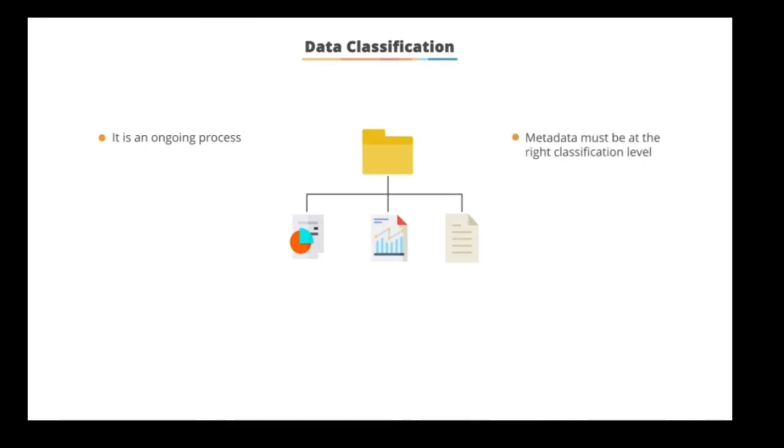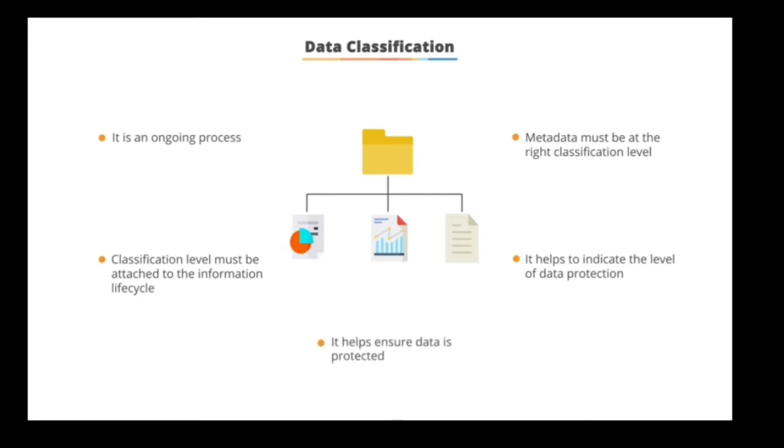The important metadata item that should be attached to all information is the right classification level. The classification level should always be attached throughout the life cycle of the information. This helps indicate the level of protection that is needed for each type of data. And finally, it helps ensure data is protected in the most cost-effective manner.